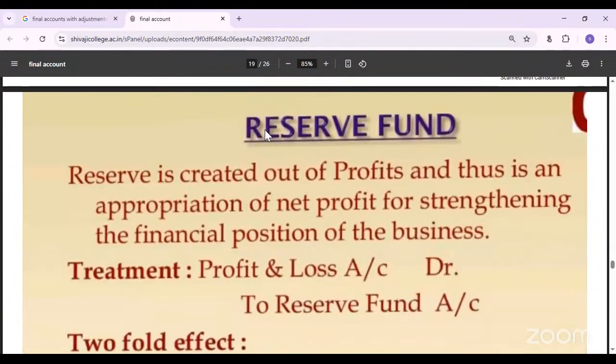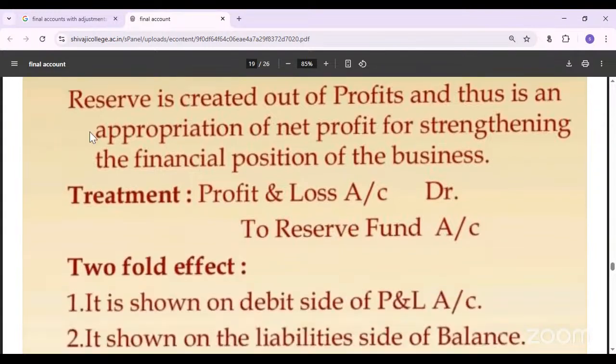Then we have something called reserve fund. Reserve is created out of the profits. As I said earlier, whether it is a provision or a reserve, when we earn profits, we have to transfer some amount out of the profits to reserves and set it aside. That is what we call reserve fund. The journal entry which we will enter is profit and loss account debit to reserve fund account.